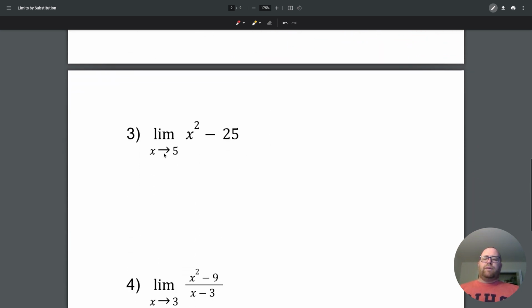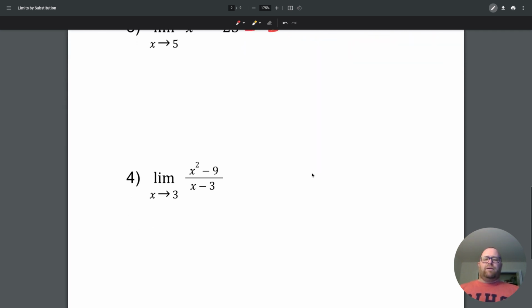All right, so this third one here, we have the limit as x approaches 5 of x squared minus 25. So this one, we're not going to have 0 in any denominator. We can go ahead, plug in. This is equal to 5 squared minus 25. So that's just 25 minus 25, which is equal to 0. So this limit is equal to 0.